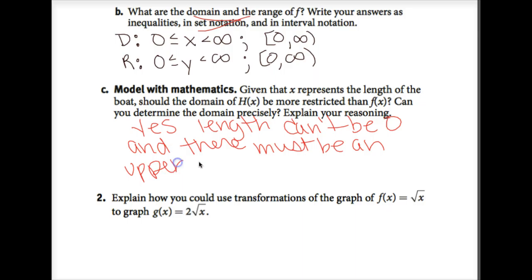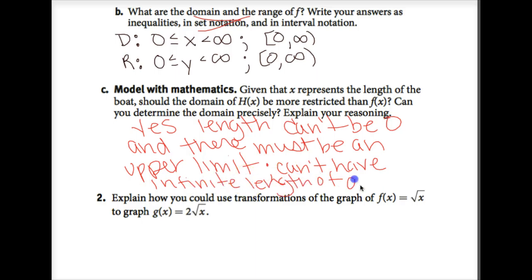The reason we know, at least for the explaining part, explain your reasoning, we know that you can't have an infinite length boat. And you can't have a boat with a length of 0. The boat wouldn't actually exist. Now, we can't determine the domain precisely because we don't know what the restriction is. I'm sure that there's some sort of restriction where the boat wouldn't float anymore and where it just becomes impractical.